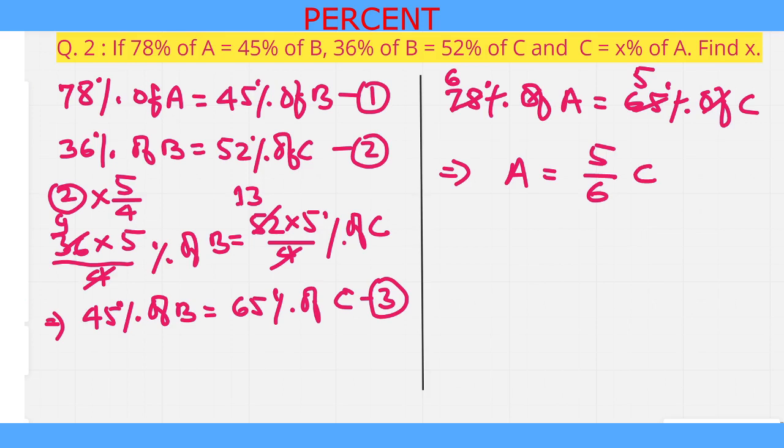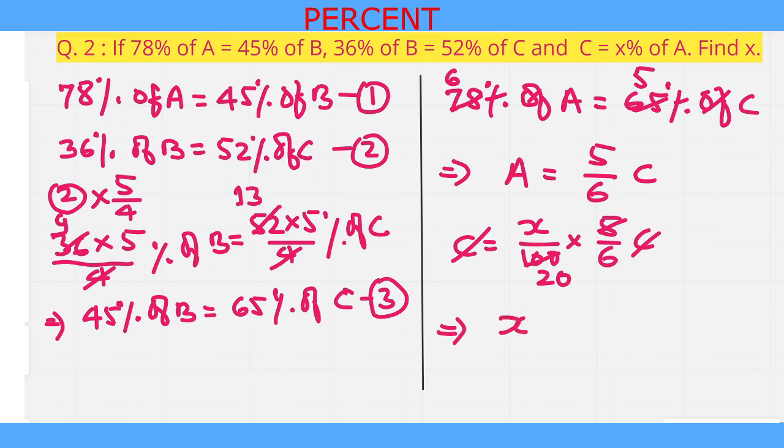Now putting the value in the given expression C equal to X percent of A, we can find X. So C equal to X percent is X upon 100 and A is 5 upon 6 C. Cancelling C on both sides and 5 cancels 100 for 20 times, we get X equal to 120. 20 times 6 is 120. This was part 5 of questions on percent.